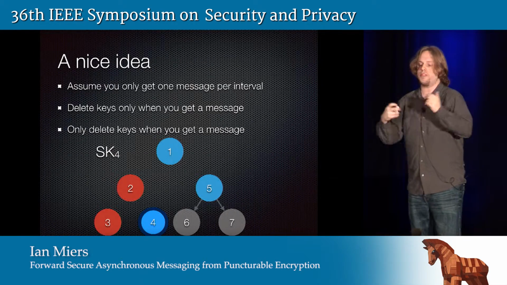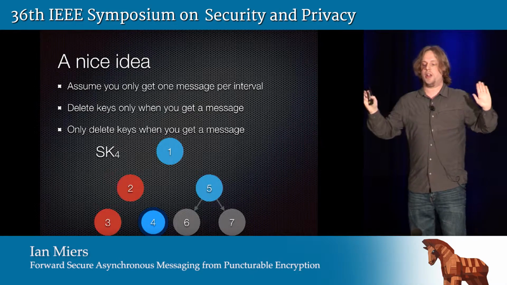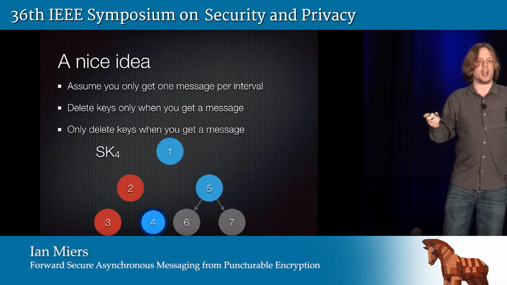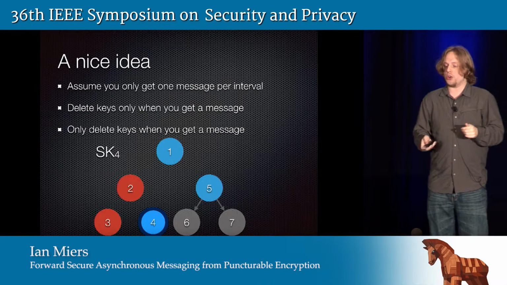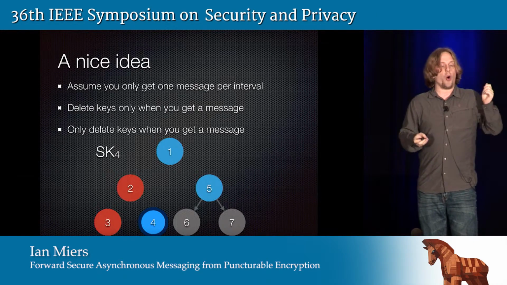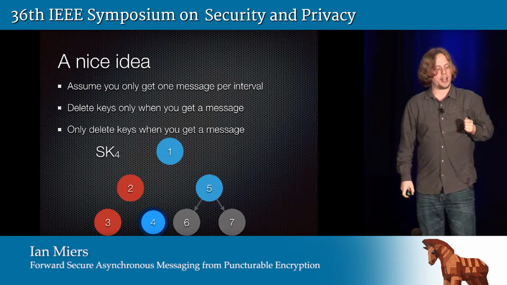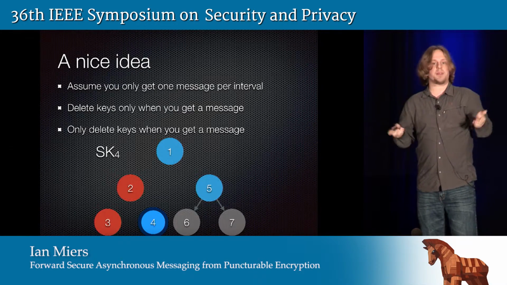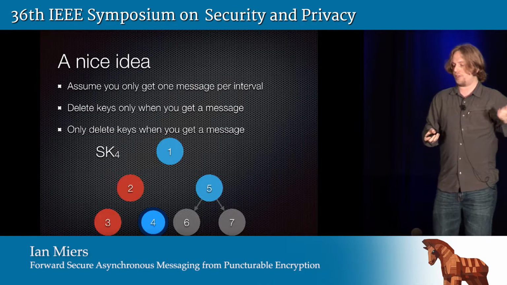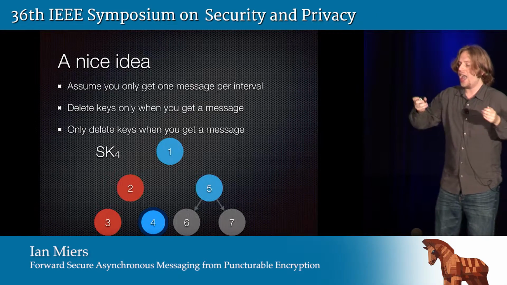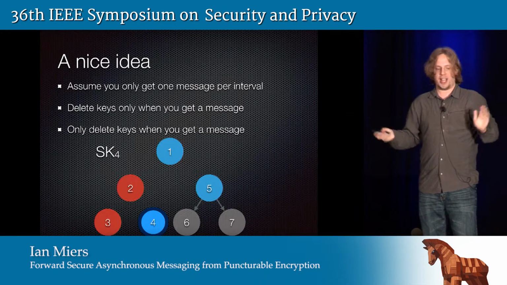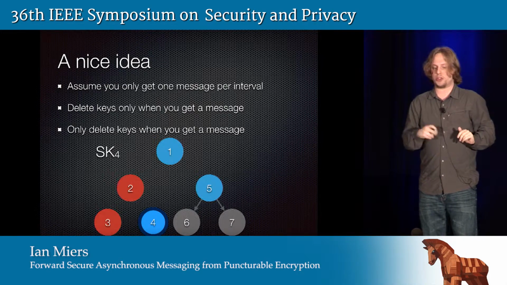So let's assume for a second that you can just assume away how many messages you're going to get, and think, I'll just get one message per time interval. Right? Just somehow get that. And then you could do something interesting. You could delete keys only when you get messages. And so then you could skip time interval 1. You didn't get anything for that. You did get one from time interval 2 and time interval 3, and so you delete those. But you're still safe. You've still got forward security because you deleted the keys that could decrypt those messages.